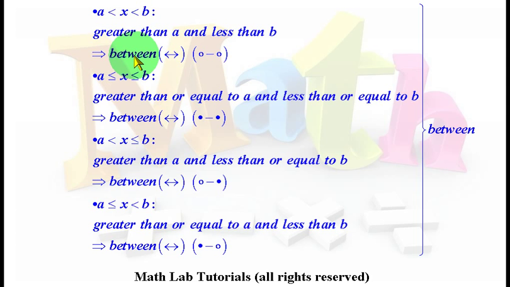Notice that it's exclusive at the endpoints. In other words, greater than a means excluding a. Less than b means excluding b. So these are all x values between a and b, excluding a and excluding b. And we use open circles on top of a and b. So between means you have a double arrow like so.